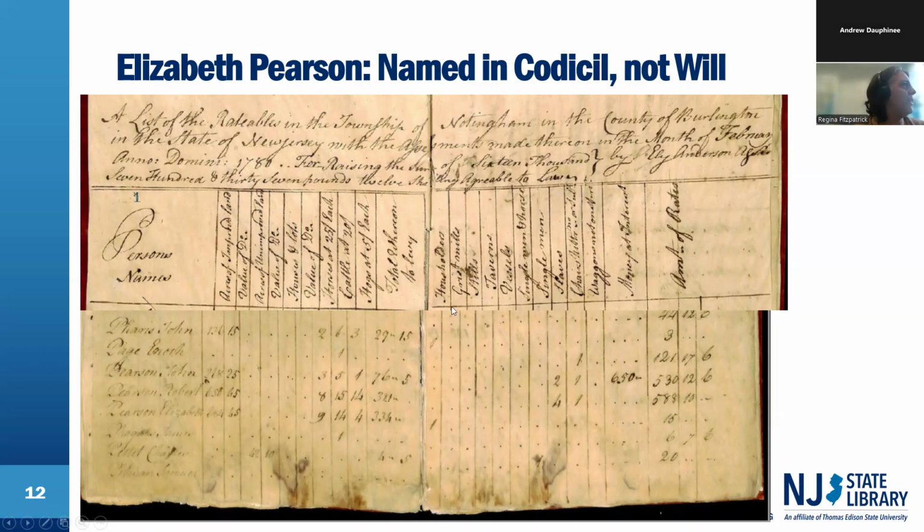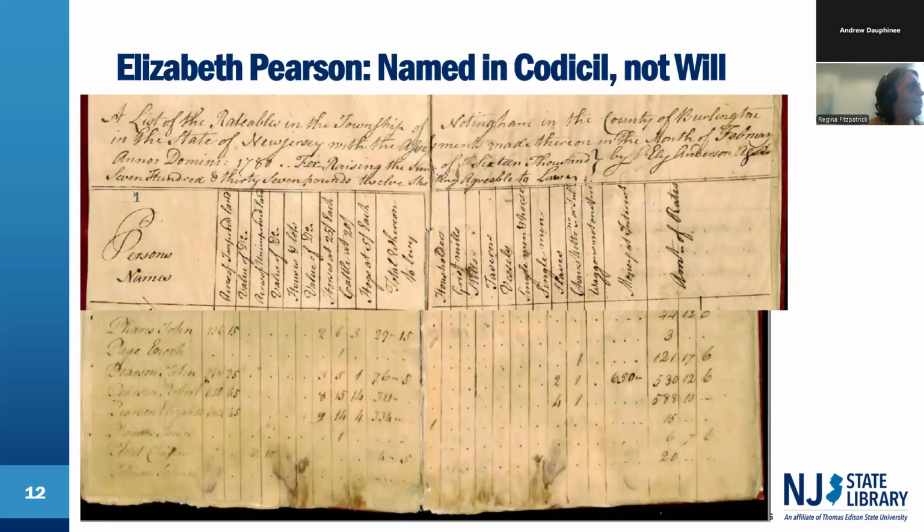So this is what this tax rateable looks like. This is the top of the page. It tells you all of the various categories that people could be taxed on this year. It gives you the list of people, and then here's Elizabeth's line. It shows you what exactly she is being taxed on within this particular tax year.